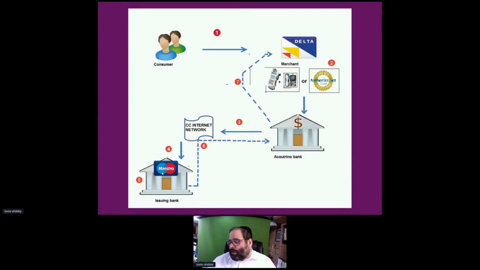The issuing bank checks out this person's account. And if everything is okay, it'll log it okay. If not, it'll log denied. And it sends that information back to the acquiring bank. The acquiring bank then sends it back to Delta. And then Delta informs the consumer. And all that happens typically in about half of a second.